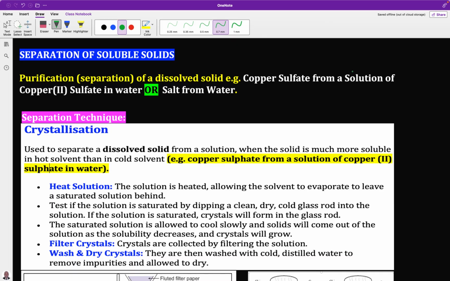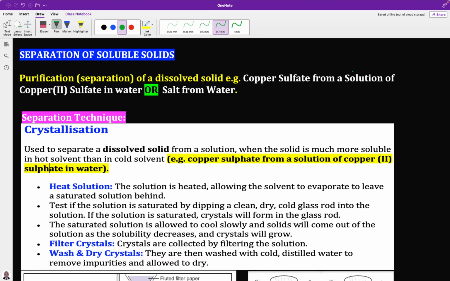But with copper sulfate, from a solution of copper(II) sulfate in water, this one will dissolve faster in a hot solvent. So in that case, we need to heat the solvent so that the copper sulfate salt will dissolve faster. So the first procedure is heat the solution.